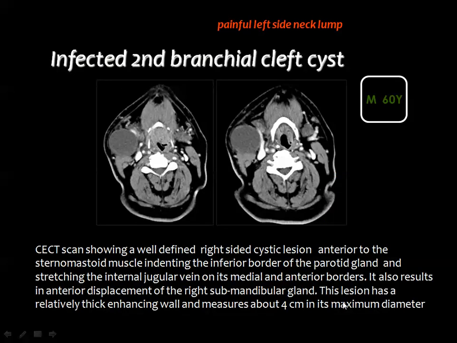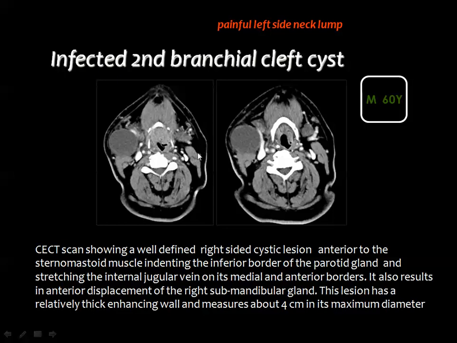The second branchial cleft cyst may also be infected, and you remember that the second branchial cleft cyst is the commonest cyst of all the branchial arches, and it is located exactly posterior to the submandibular salivary gland, anterior to the sternomastoid muscle. This is the usual location of the second branchial cleft cyst. And sometimes this cyst may have a tongue-like projection between the internal and the external carotid artery, which is considered by many as one of the pathognomonic features.